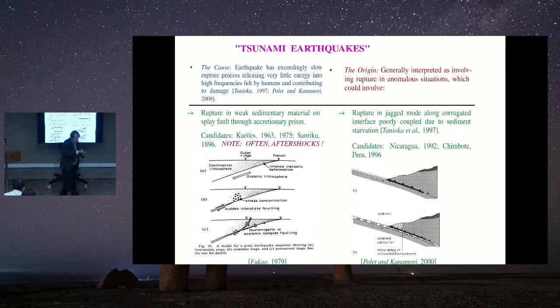You know, it goes from asperity to asperity, and if you integrate this over some time, it looks like a slow rupture. And that could explain places like Nicaragua in 1992, Chimbote, Peru in 1996, which occur in areas where you don't have much sedimentary material to glue the contact together.